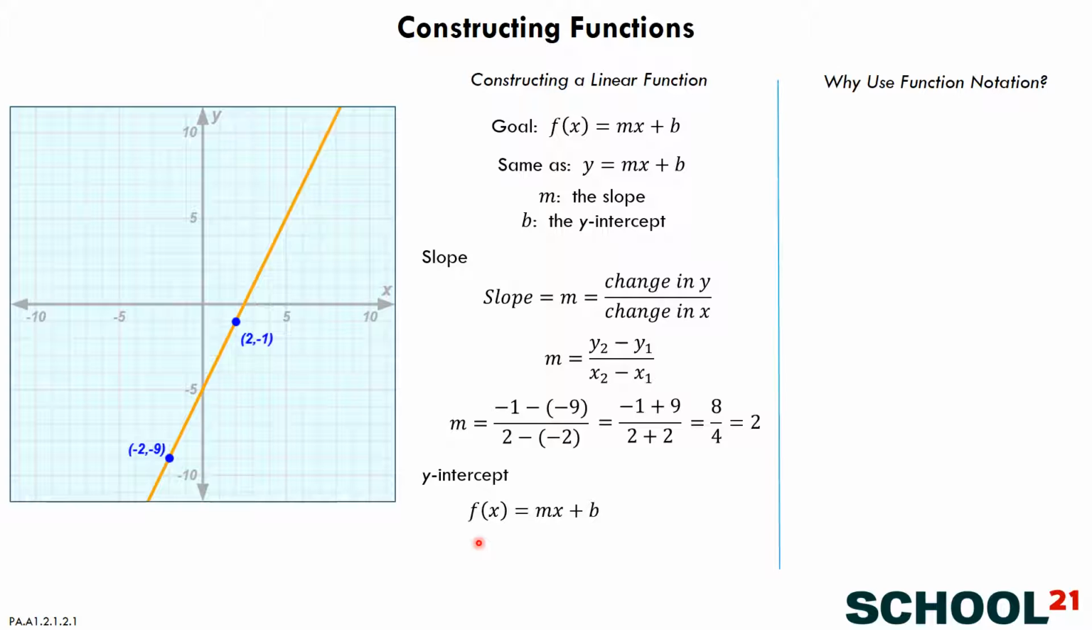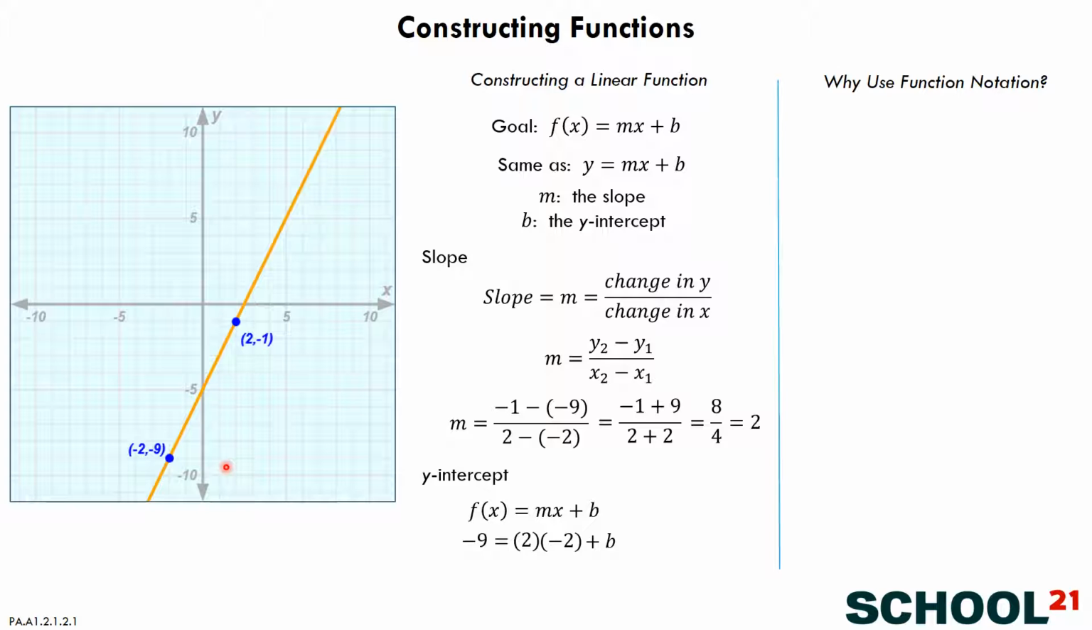Now, f of x is just the same thing as y. So let's use one of our points, this point right here. What's the y value of this point? -9. Okay, good. So we're going to put -9 there, and then we're going to write equals. We're just rewriting this, but putting in some values that we know. What's our slope again? 2. Okay, so equals 2. And then we can write the x value of that same point. What's the x value? -2. Good. -2. And then we don't know what the intercept is, so we're going to leave that as plus b.